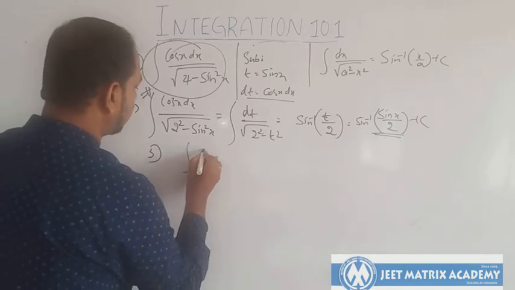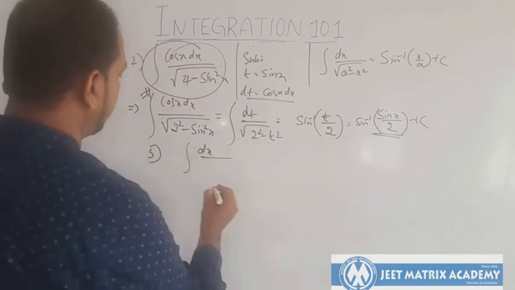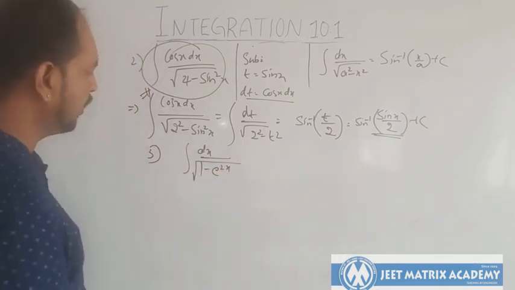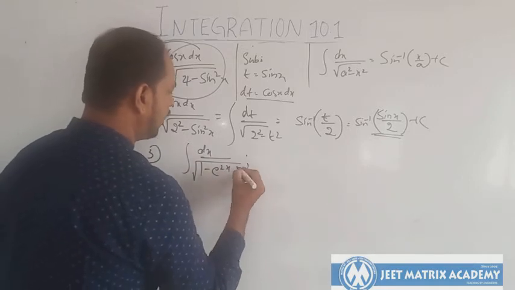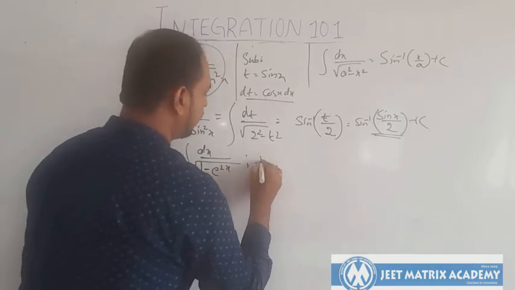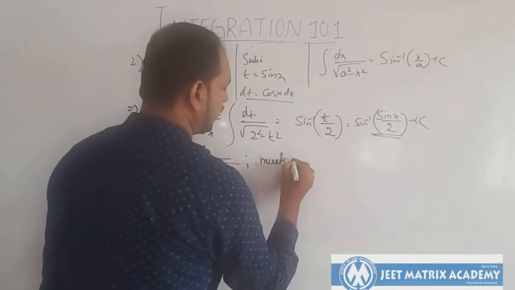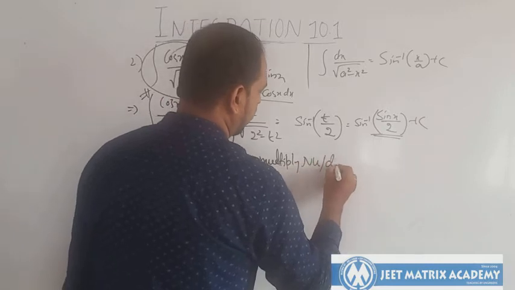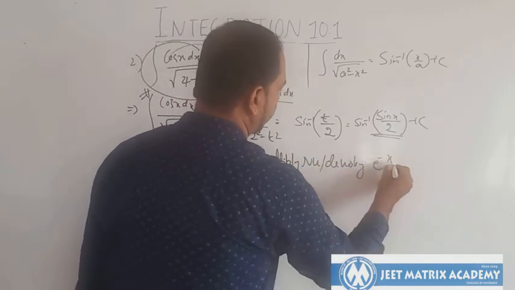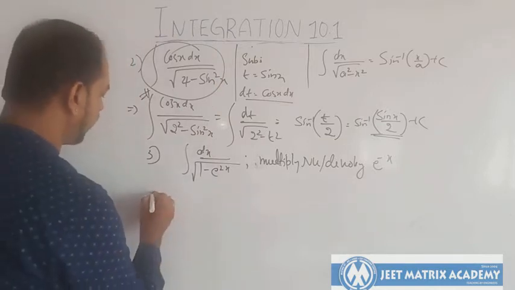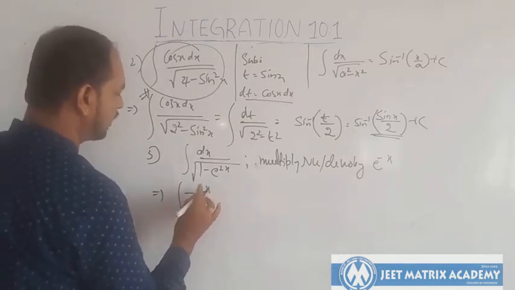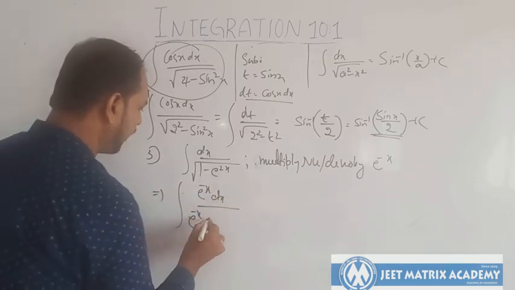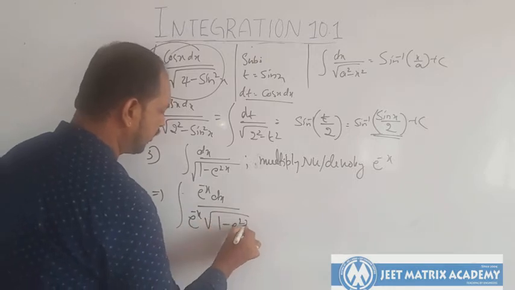So, integration of dx divided by the square root of 1 minus e to the power root x. What you're supposed to do is multiply the numerator and denominator by e to the power minus x. Very important, e to the power minus x. What happens? You see, e to the power minus x dx divided by e to the power minus x under root 1 minus e to the power 2x.